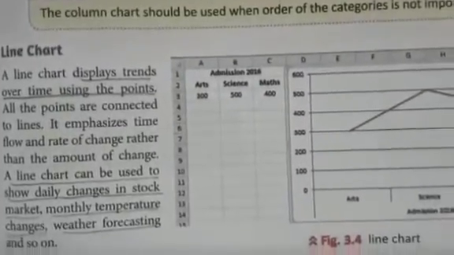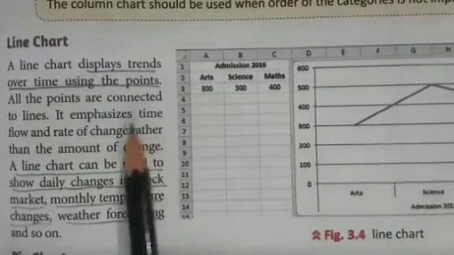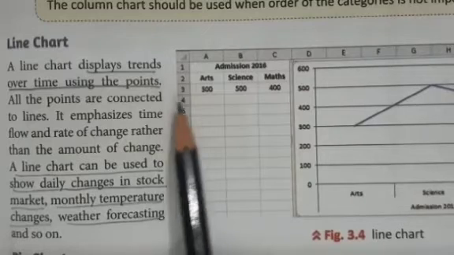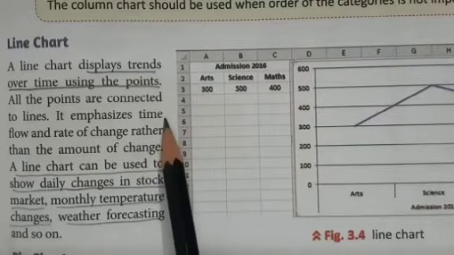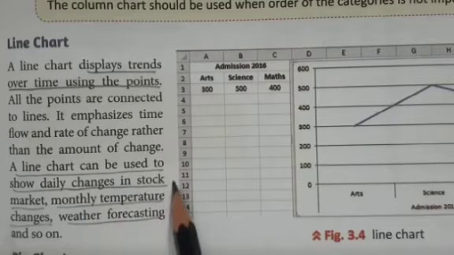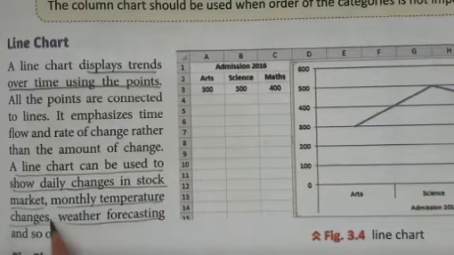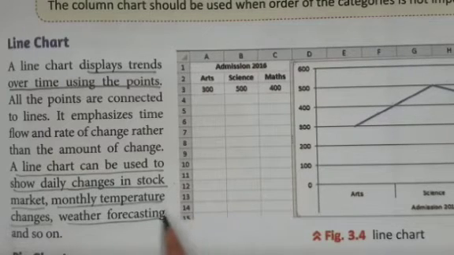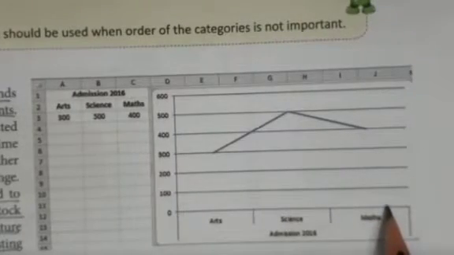The next chart is line chart. Line chart displays trends over time using points. All the points are connected by lines. A line chart can be used to show daily changes in stock market, monthly temperature changes, weather forecasting, height growth with age. All these types of data can be represented with the line chart.